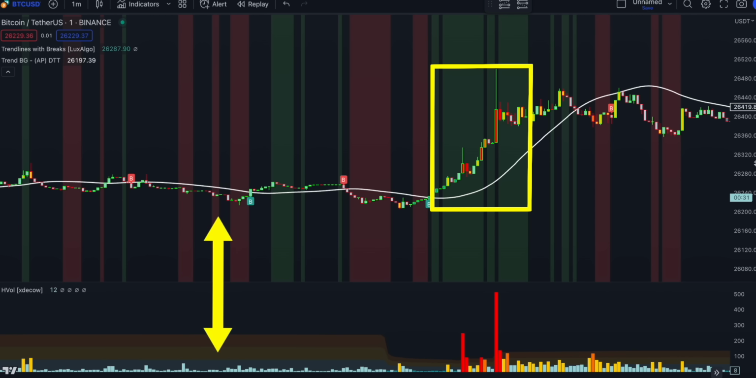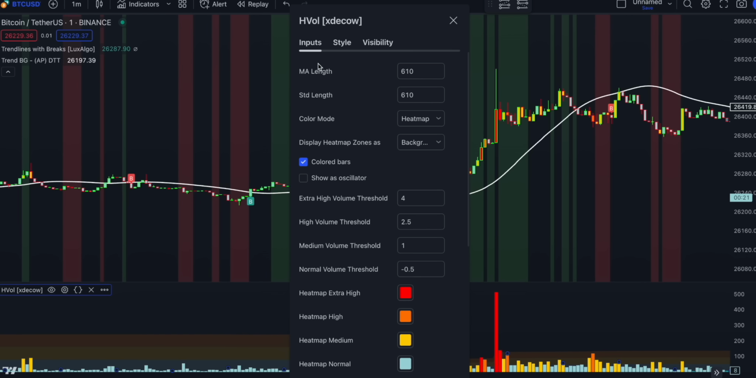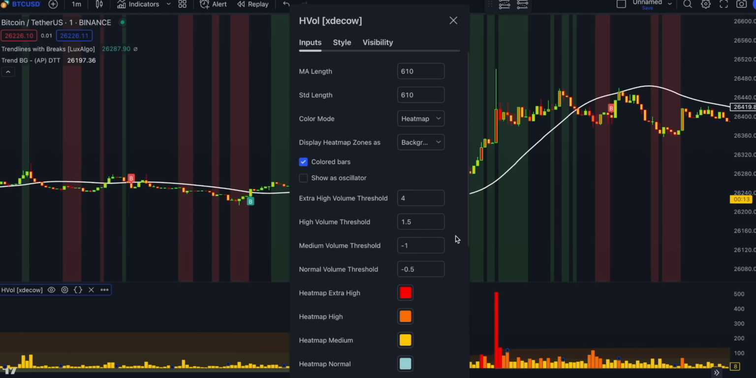When the volume is low, the market stagnates. When the volume is extra high, the market behaves unpredictably. We should avoid trading at these times. We will adjust the indicator's settings in the following manner. In the inputs, change the high volume threshold to 1.5, as well as the medium threshold to -1. The volume MA length will be changed to 800.